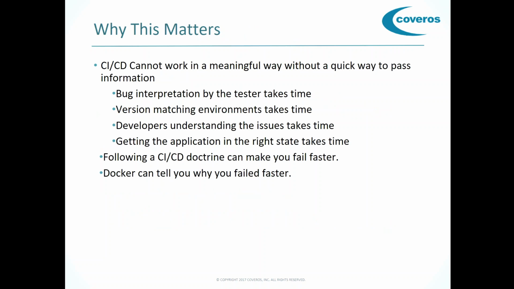Why does this matter? CI/CD cannot work in a meaningful way without a quick way to pass information. Bug interpretation by the tester takes time. Version matching of the environments takes time. Developers understanding the issue takes time. And getting the application in the right state takes time. Docker can be used in such a way to considerably cut down the amount of time each one of these things takes. So following a CI/CD doctrine and using Docker can make you fail faster, and Docker can tell you why you failed faster.